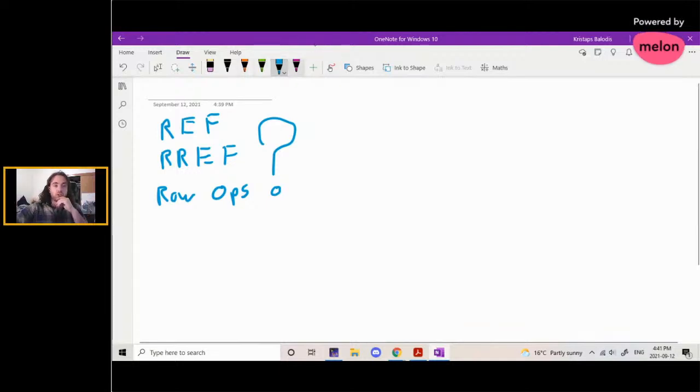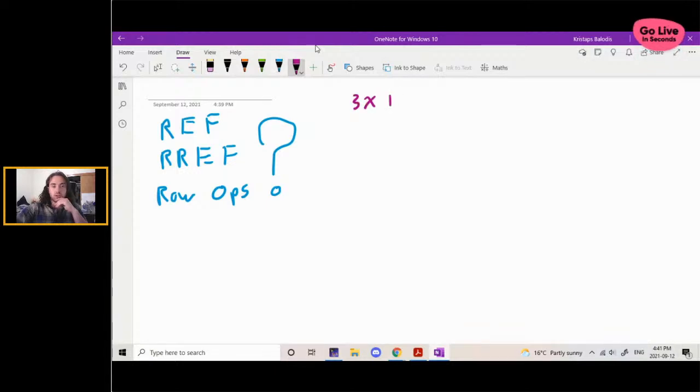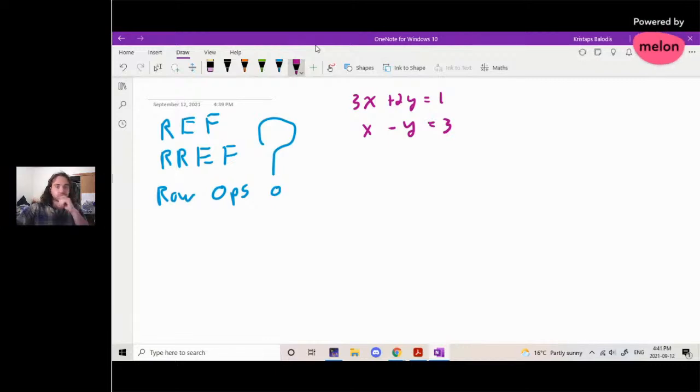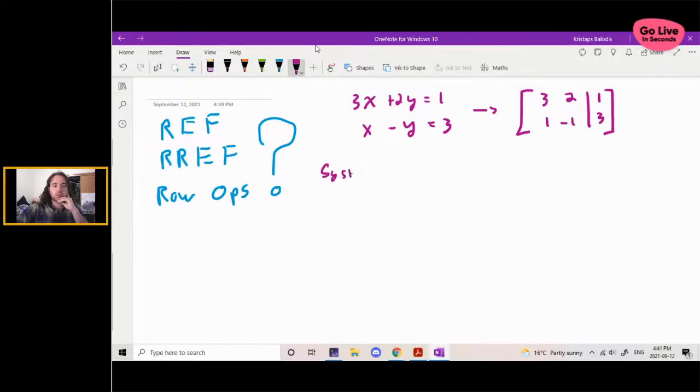Well, the general process of what we do is, say you start with a system of equations like 3x + 2y = 1 and x - y = 3. We start with this system of equations, and what we do is we turn this into an augmented matrix. So in this case, we would write 3, 2, 1 on the first row and 1, -1, 3 on the second. And then we do some stuff, right? So let me make a more abstract map.